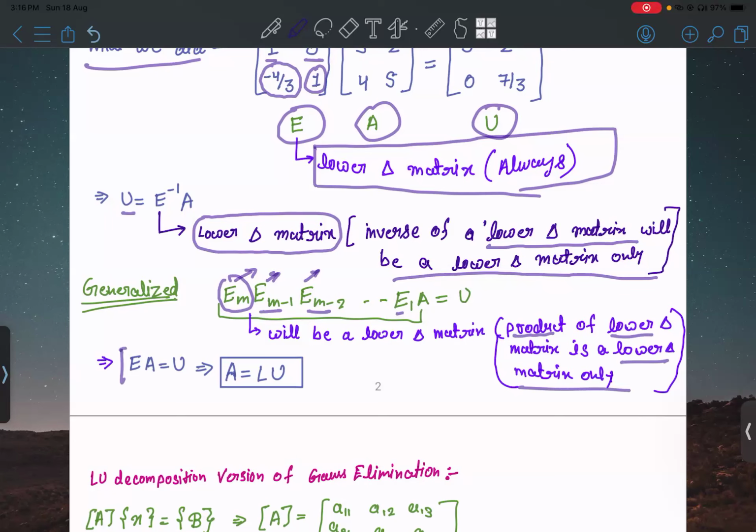So in a generalized sense, we can say that EA equals U. So E is what? E is my lower triangular matrix. U is my upper triangular matrix. A is my coefficient matrix.